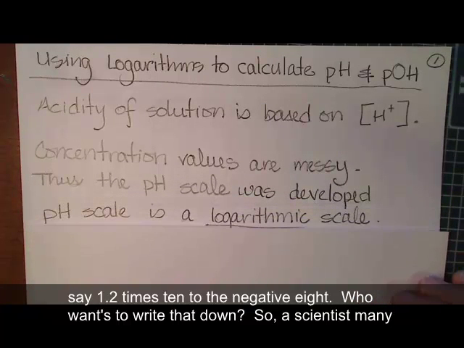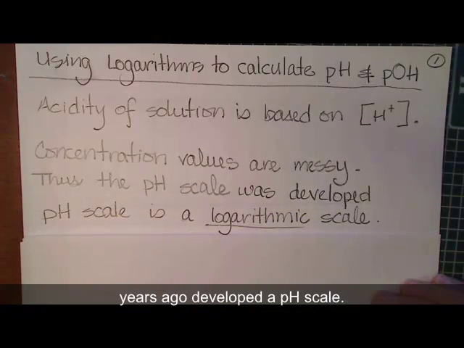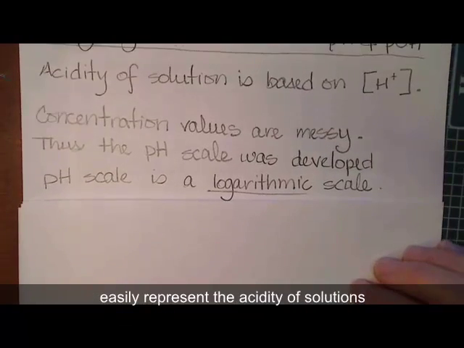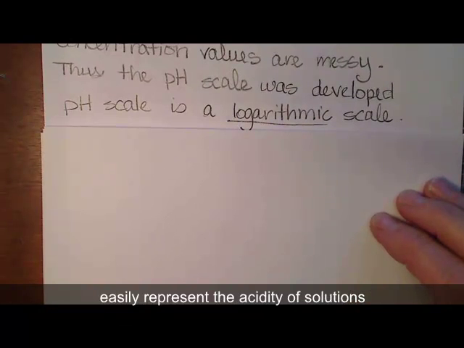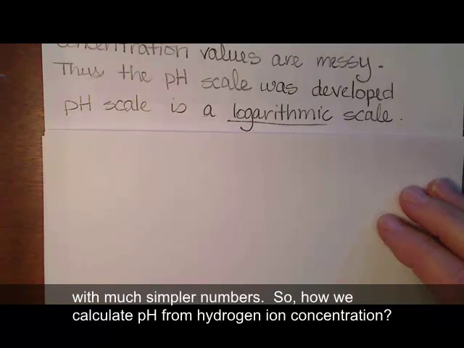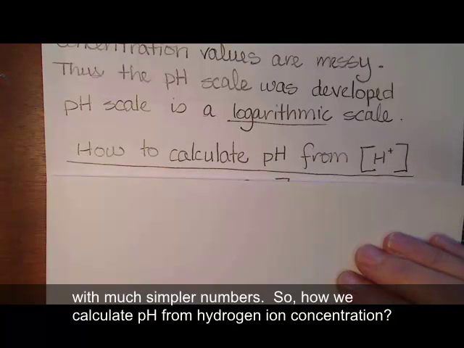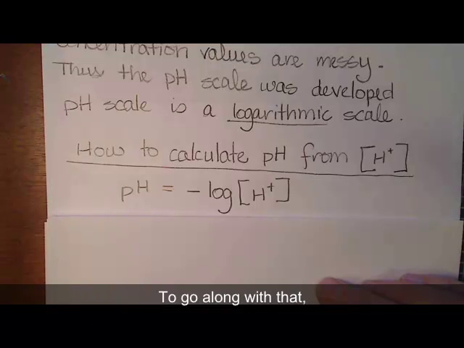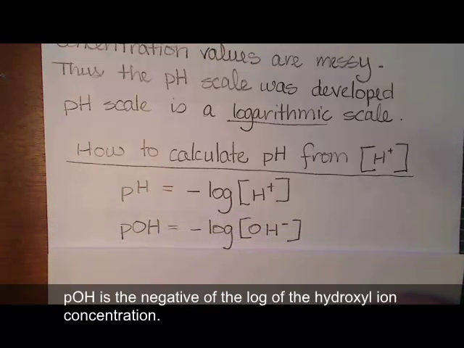So a scientist many years ago developed a pH scale. And this pH scale was a logarithmic scale developed so that we could easily represent the acidity of solutions with much simpler numbers. So how do we calculate pH from hydrogen ion concentration? The pH equals the negative of the log of the hydrogen ion concentration. And to go along with that, the pOH is the negative of the log of the hydroxyl ion concentration.